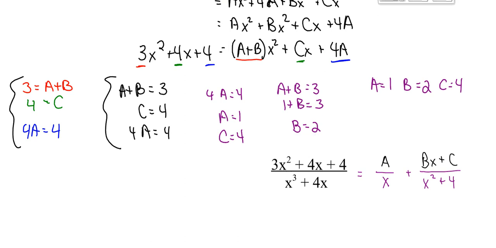So now this means that (3x squared plus 4x plus 4) over (x cubed plus 4x) becomes, as a decomposition, 1 over x plus (2x plus 4) over (x squared plus 4). And that is the partial fraction decomposition. Now that we've done a few of these, let's look at that algorithm or rule and take some good notes on that. Now we're going to write our how-to.